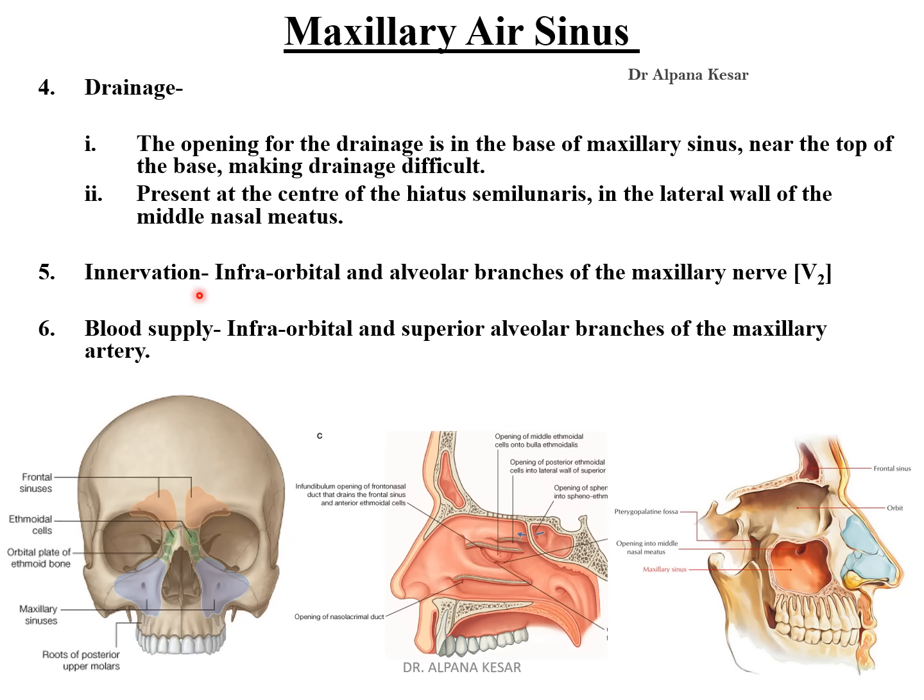The innervation or the nerve supply of maxillary air sinus is by infraorbital nerve and also the alveolar branches, that is posterior, middle and anterior superior alveolar nerves, all of which are branches of maxillary nerve. Blood supply to maxillary air sinus is by infraorbital artery and superior alveolar branches of maxillary artery.